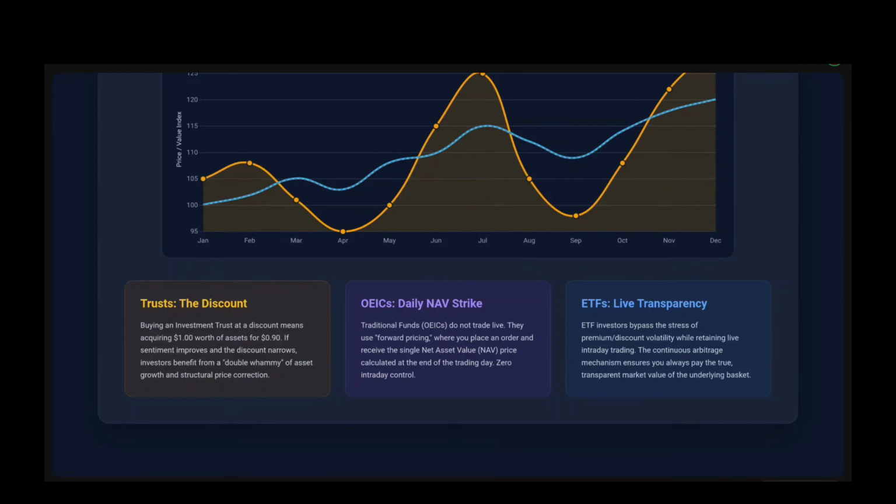They use forward pricing, where you place an order and receive the single net asset value, NAV, price calculated at the end of the trading day, and zero intraday control. If we look at ETFs' live transparency, ETF investors bypass the stress of premium discount volatility while retaining live intraday trading. The continuous arbitrage mechanism ensures you always pay the true transparent market value of the underlying basket.